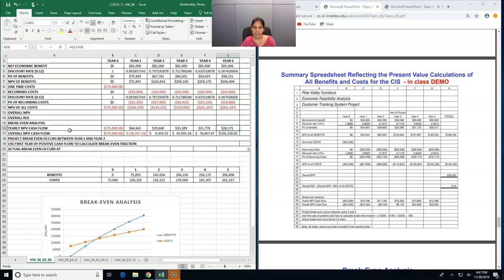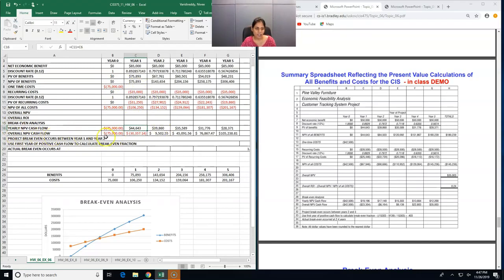Or you can also do it as PV of benefits minus cost. Since we have the cost as a negative number, it's anyhow going to subtract the value. In the formula, you can just give it as C11 plus C6. It's going to subtract your cost from your benefits. So this is how we calculate the yearly NPV cash flow.